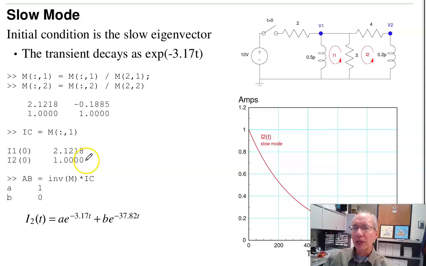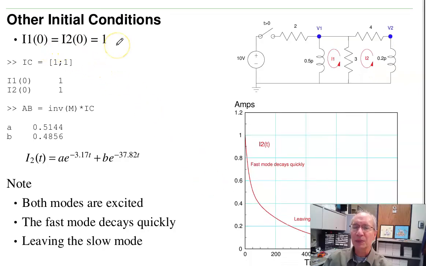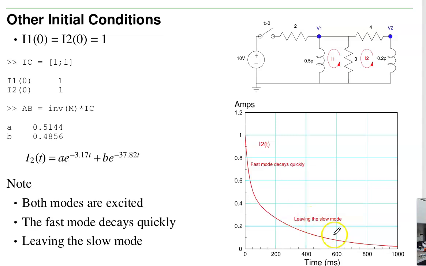Make the initial condition the slow eigenvector. Then this term is 0, this term is 1. I decay as the slow eigenvector, according to the slow eigenvalue. And finally, if I give it some other initial condition, like 1 amp, 1 amp, here's my initial value of A and B. It's related to the eigenvector matrix. A is 0.51, B is 0.48. Both modes are excited. Initially, the fast mode decays quickly, leaving the slow mode.